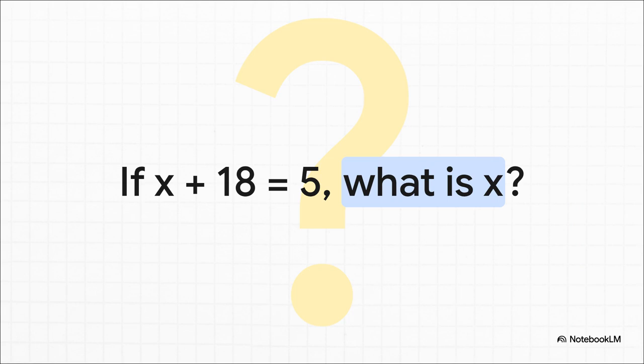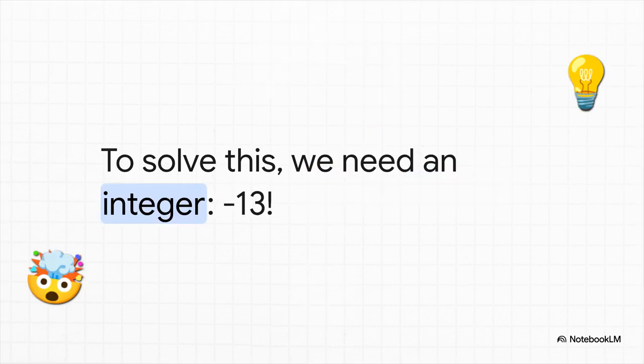Now, if we were only allowed to work with the positive whole numbers, the ones we first learned to count with, we'd be totally stuck. There's no positive number you can add to 18 to get a smaller number like 5. To solve this, we actually need to invent a new kind of number. And just like that, we get our answer, -13.